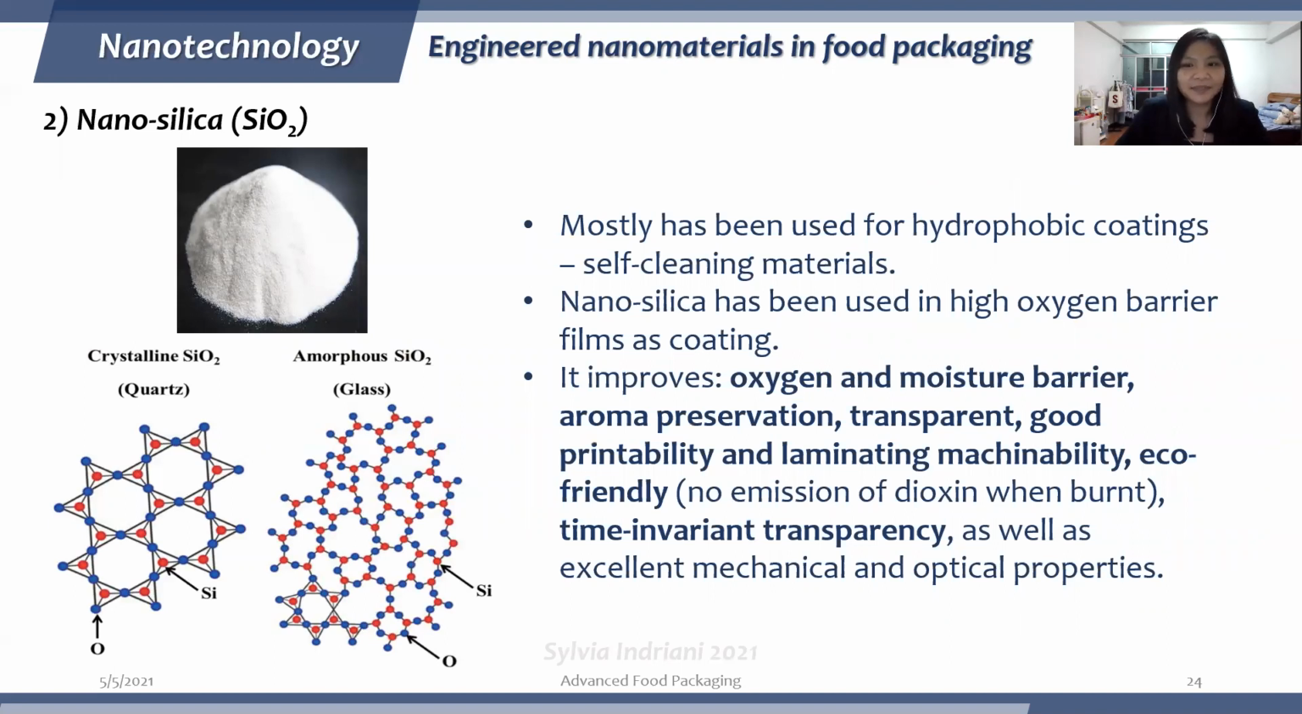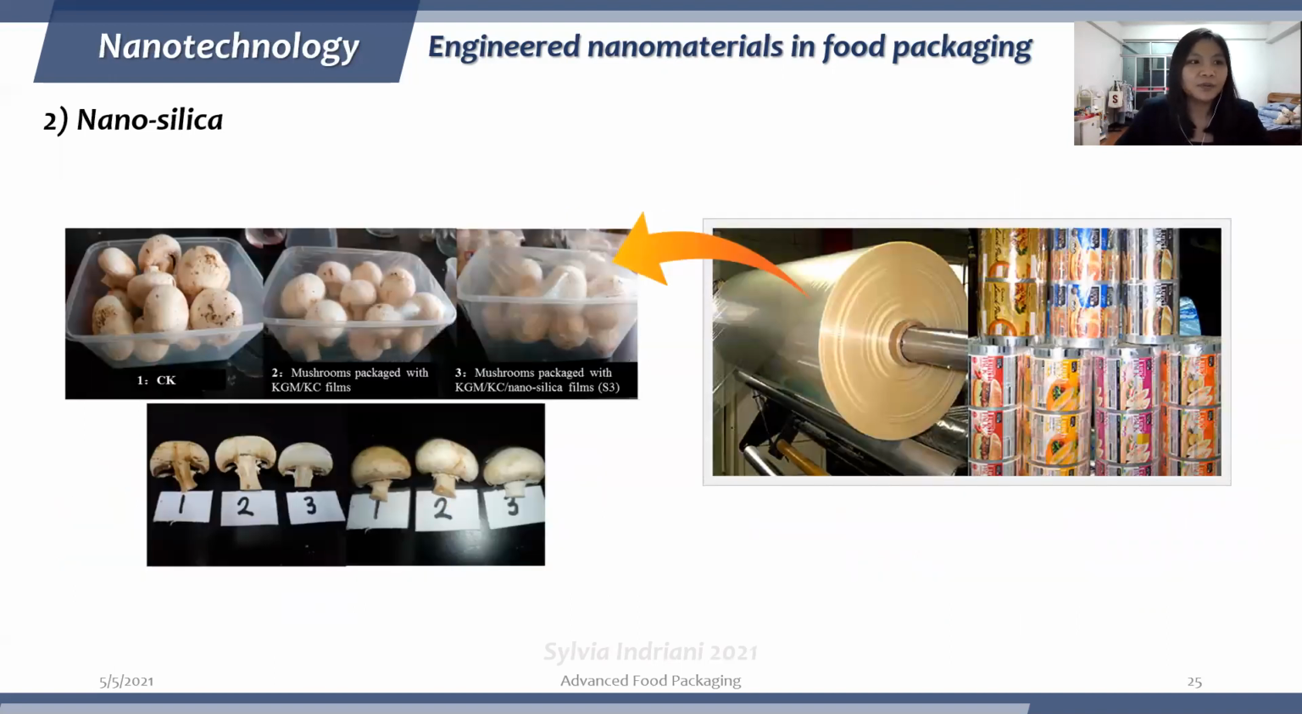Nanosilica has been used both in coating and laminating food products. It enhances the mechanical properties of the films.